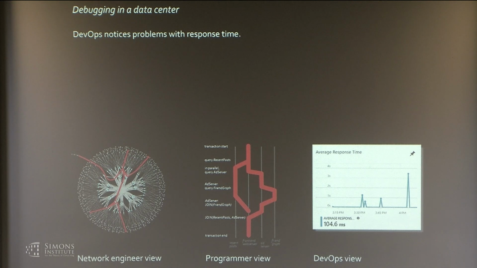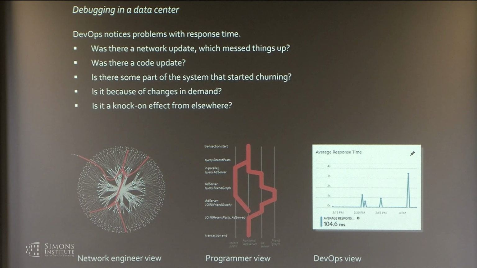So what sorts of questions do we want to answer in societal networks? Here's a sort of question that we might be interested in from the data center point of view. There's developer operations, DevOps. They'll be looking at charts about performance. They might notice there's a problem. Hold on, the response times have gone bad. What on earth is the cause of this?